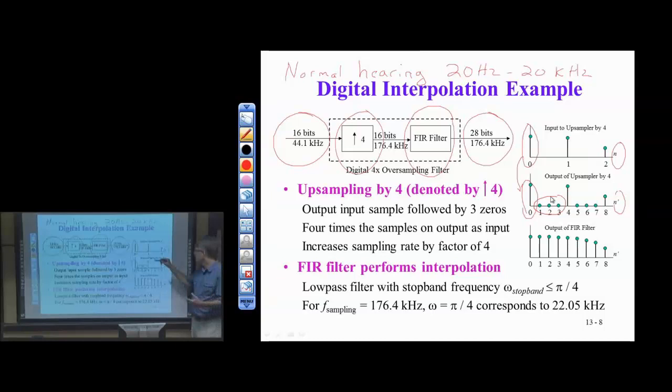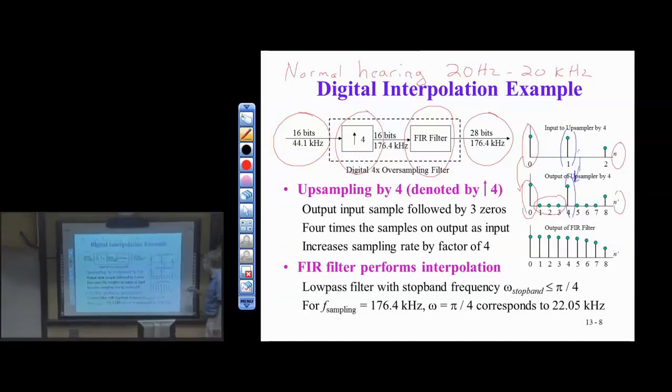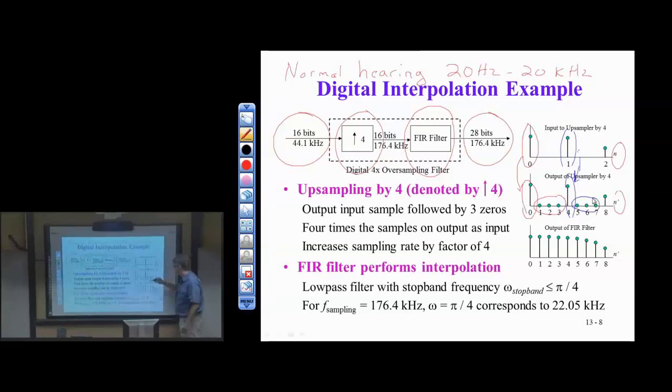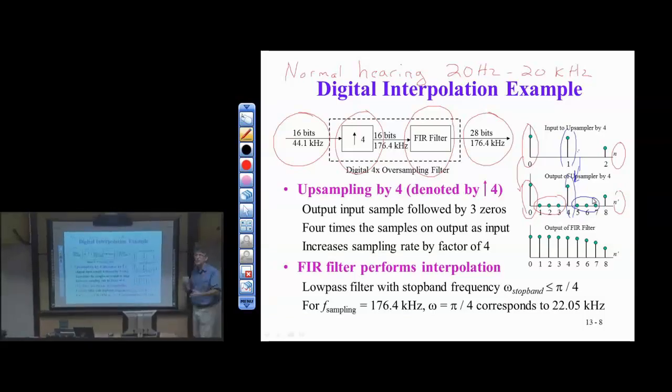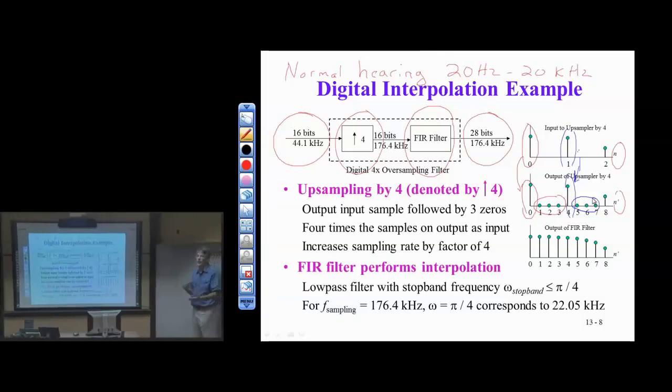Next sample comes along at index 1 in the space of little n. It gets copied as is from input to output by the upsampler. So the upsampler doesn't have any multiply-accumulate operations. It's just a copy from input to output. And then I'm going to append the 3 zeros. And I'm going to do this over and over again. It's very periodic.